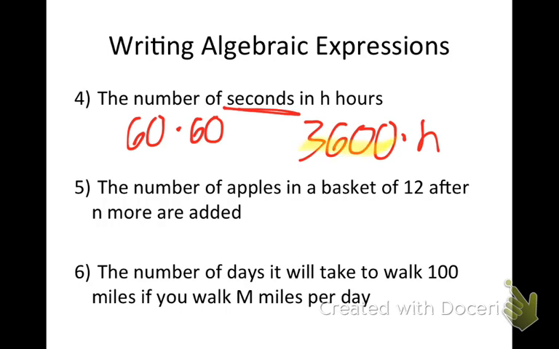Okay? 5, the number of apples in a basket of 12 after n more are added. Jace, what do you say there? 12 plus n, good work. All right, 6, the number of days it will take to walk 100 miles if you walk m miles per day. Yeah, 100 divided by m. Did you put a number in there first to think about it? Sometimes you've got to think about it like, well, let's say I travel 10 miles per day. Well, how many days will it take me to get to 100 miles? 10 days, right? 100 divided by 10. So that's where I get 100 divided by m.